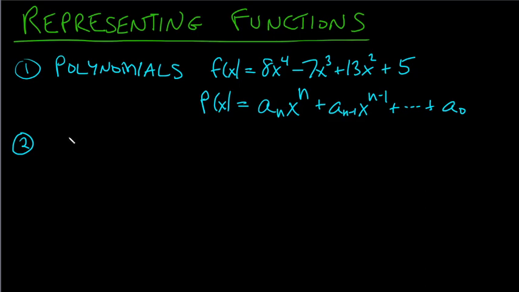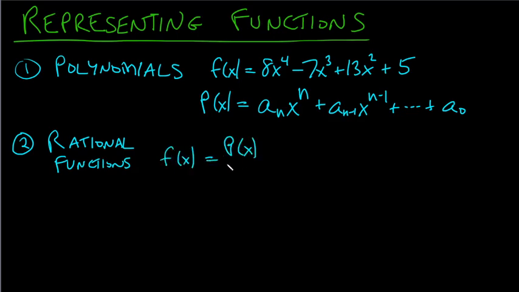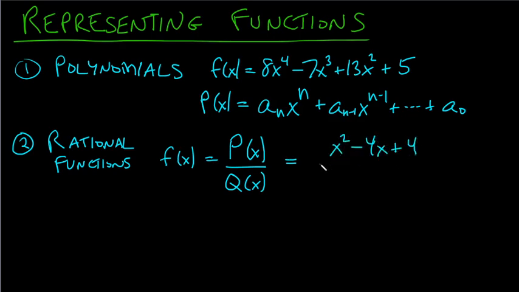Another type of function we've already encountered are the rational functions. Right? And these are just polynomials divided by another polynomial. That's supposed to be a P. Let's try that again. And I'll use Q for the denominator. But P and Q are both polynomials, right? So a typical example might be x squared minus 4x plus 4, all divided by x cubed plus 8.